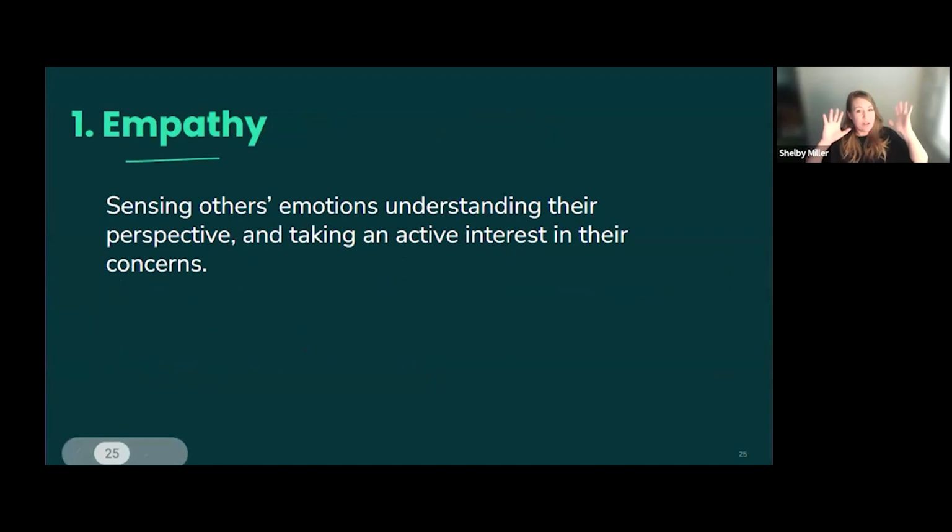So we covered the first of the 3 skills of social awareness, which is empathy. So sensing others' emotions, understanding their perspective, taking an active interest in their concerns.